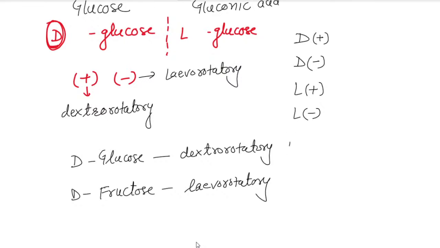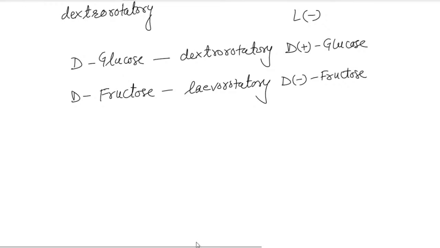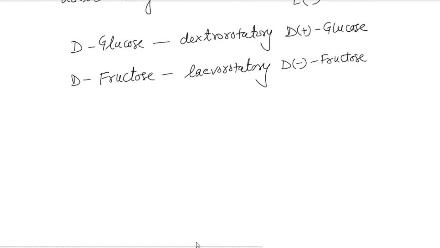That means it is D plus glucose, but this is D negative fructose. Plus means dextrorotatory, minus means levorotatory. Okay, and D, L are simple configurations. So, to assign D and L configurations to monosaccharides, take any simplest carbohydrate, for example glyceraldehyde.